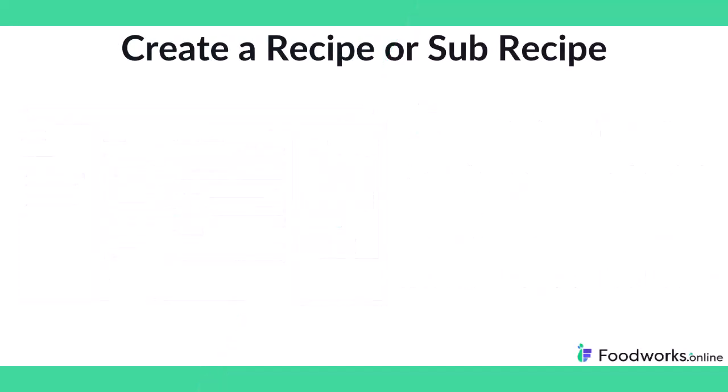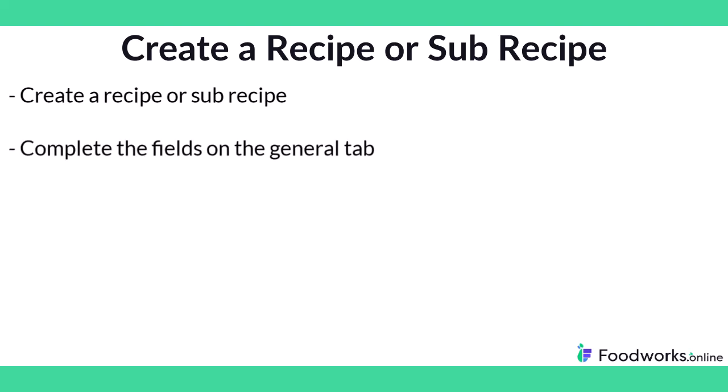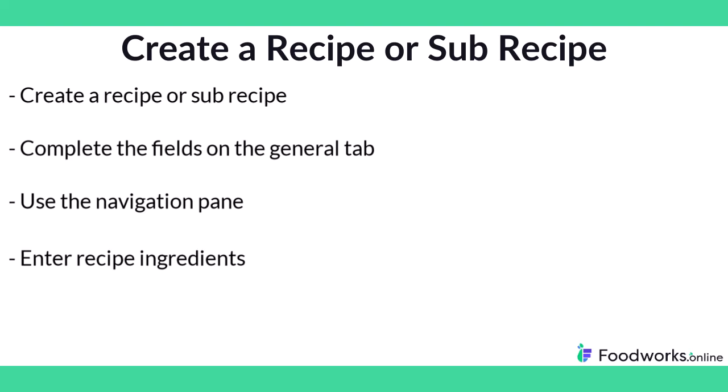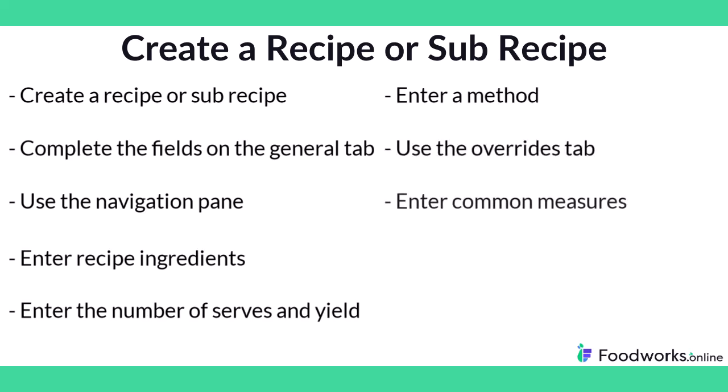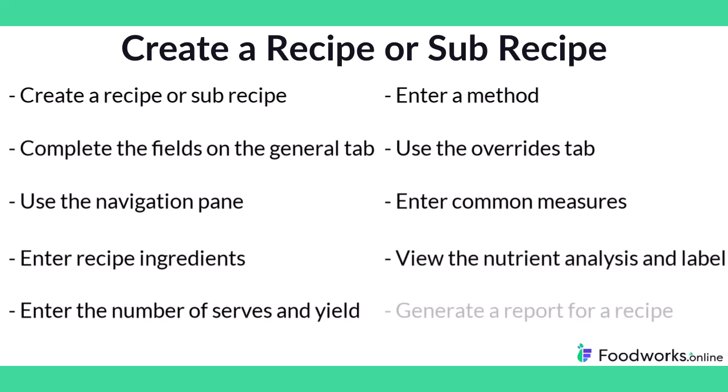In this video, I will discuss how to create a recipe or sub-recipe, complete the fields on the General tab, use the navigation pane, enter recipe ingredients, enter the number of serves and yield, enter a method, use the overrides tab, enter common measures, view the nutrient analysis and label, and generate a report for a recipe.